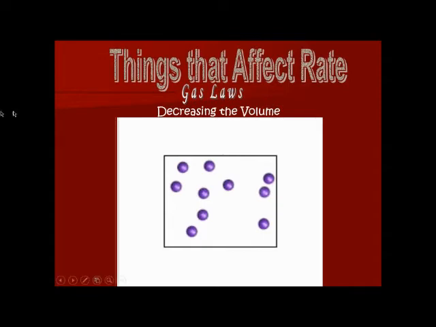In particular, the last one, changing the volume, is very special to gases, because increasing the temperature not only increases the pressure, but it also increases the kinetic energy. So it's kind of a double whammy for the first 2, with concentration and temperature. But the third one is very unique to gases.